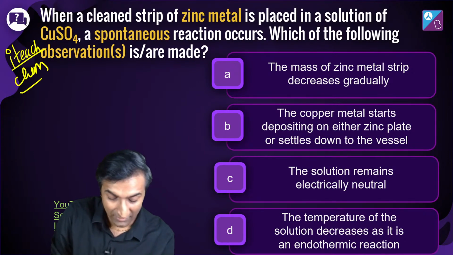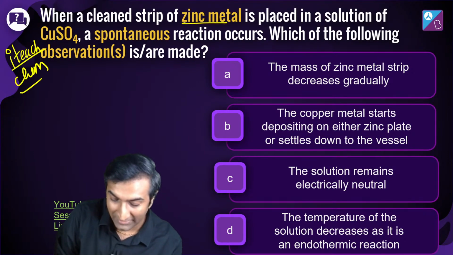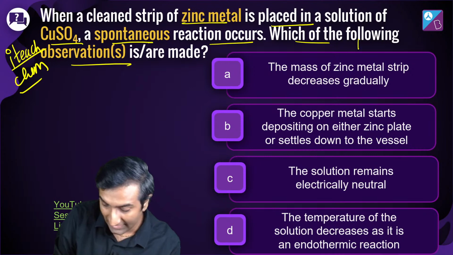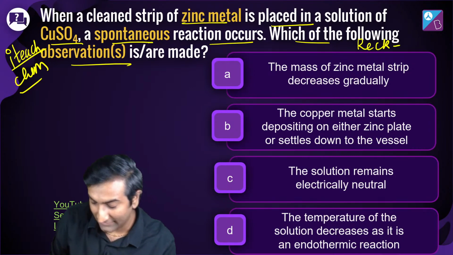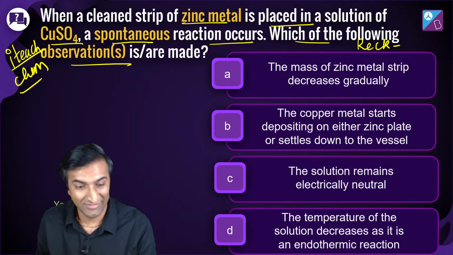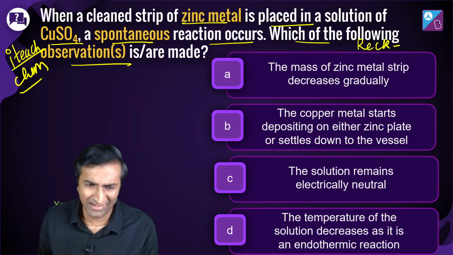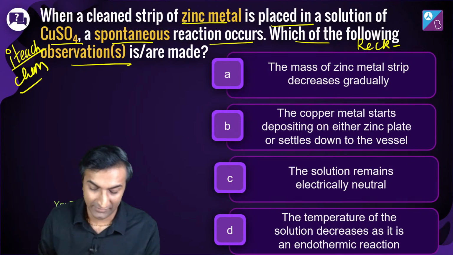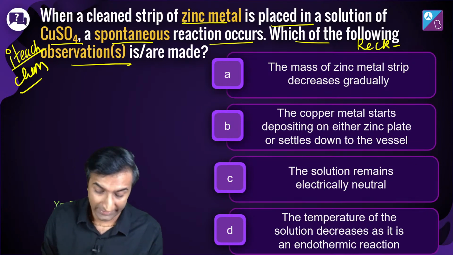ठीक है, अगला सवाल. When a clean strip of zinc metal is placed in a solution of copper sulfate, a spontaneous reaction occurs. Which of the following observations are made? And Rek gave an answer to this. I'll tell you what Rek said after you guys get it right. Rek got it right, by the way, if you haven't already checked. हाँ नहीं, it's not about I am right. Science is right. I hope you are convinced that this is the right way of doing it. ठीक है, all right, इसको try करो.